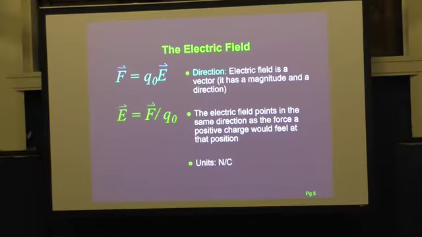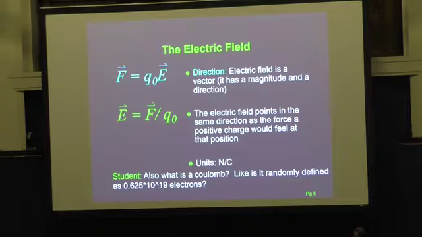And so here's the relationship between these letters. Basically the force is the electric field times the charge you put there. If you have some electric field in the space around you and you put a charge in there, to find the force, it's just the charge times the electric field. That's our basic definition. The electric field points, by this definition, in the same direction as a force a positive charge would feel at that position. And so the electric field is just the force divided by the charge that's feeling the force. The units are newtons per coulomb, so force is newtons, charge is coulomb.